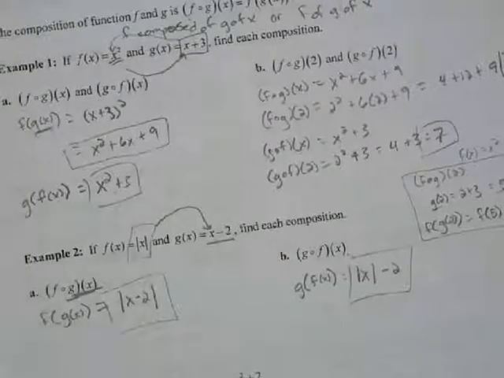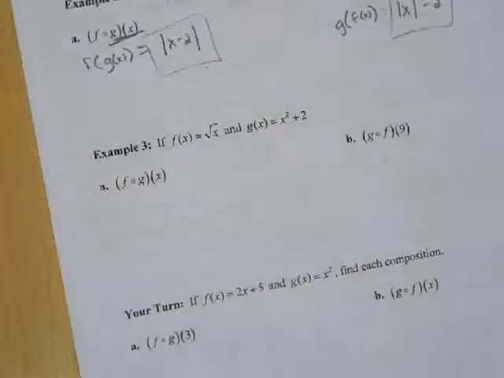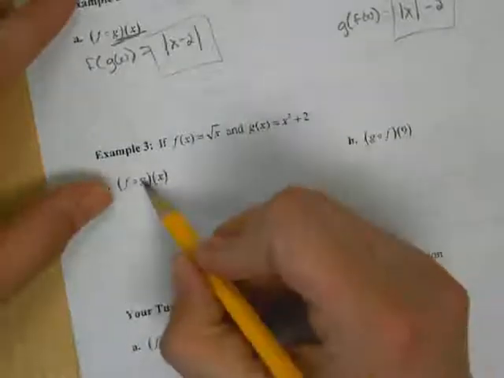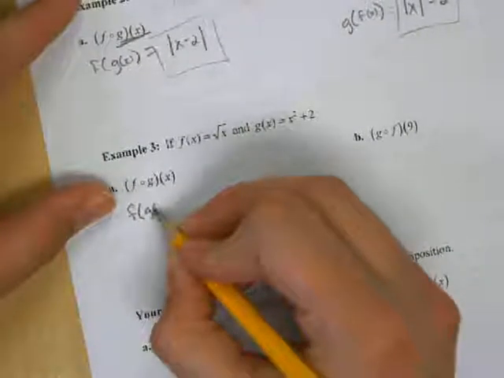Okay, now example 3. It's got square roots, but it's the exact same concept. g is my inside, so we're going f of g of x.